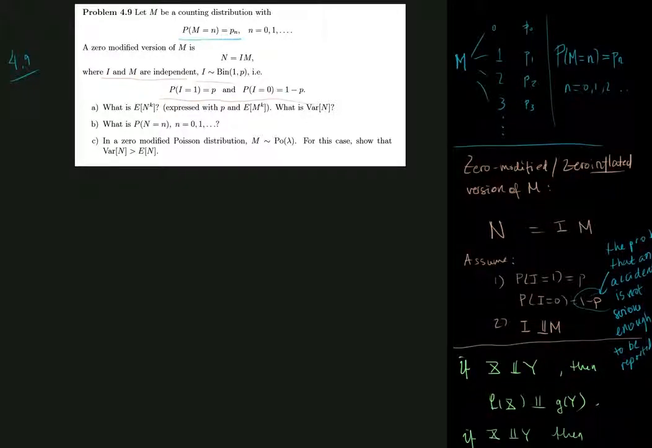Welcome to the solution part of problem 4.9. Let's just get straight to work. In part A, we're asked to find the kth moment of the zero modified version of m.